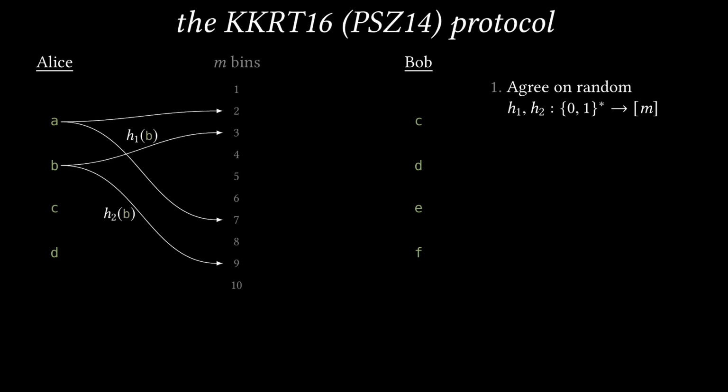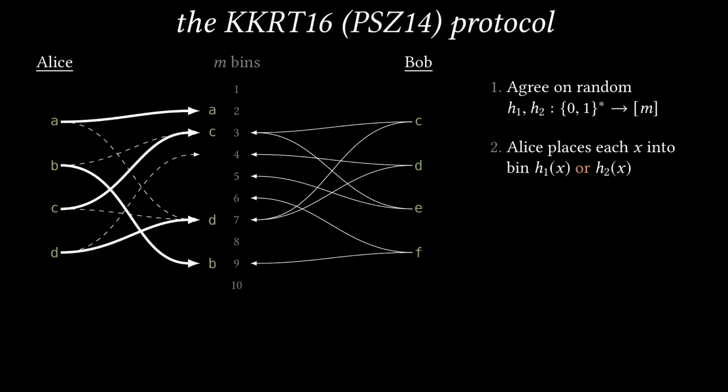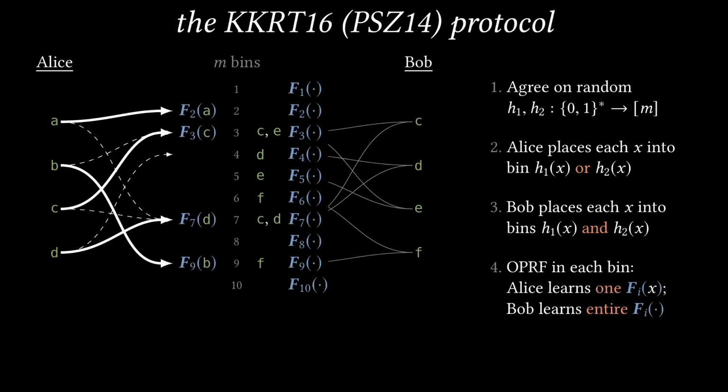These hash functions indicate two possible bins to place each item. Alice places each item into one of the two possible locations. This can be done with a process called cuckoo hashing, if there are a sufficient number of bins. Bob can't anticipate which of the two locations Alice will select, so he places each item into both of its possible locations. Now the parties use batch OPRF to perform an OPRF for each bin.